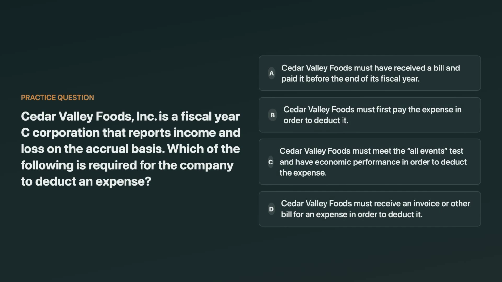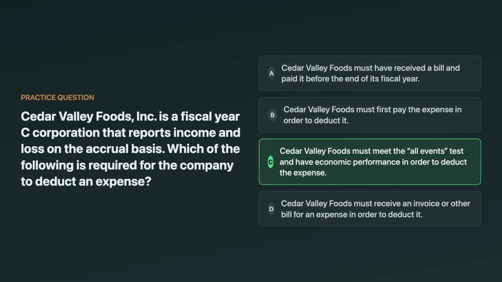Cedar Valley Foods is a fiscal year C corporation using the accrual method. Which requirement must be met for the company to deduct an expense? Some choices focus on paying the bill, others focus on receiving an invoice, and one choice says the all events test plus economic performance, which is required for accrual deductions. Think about it.